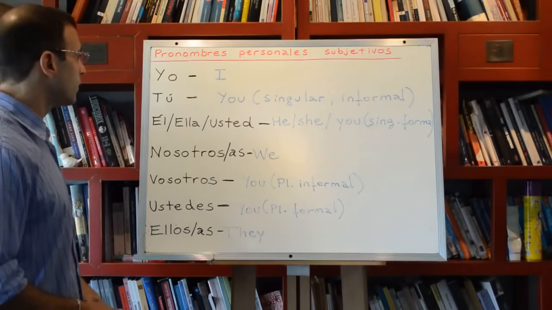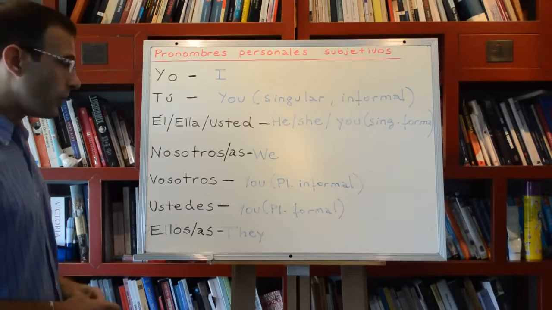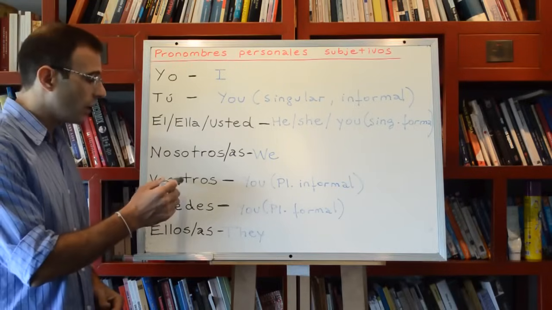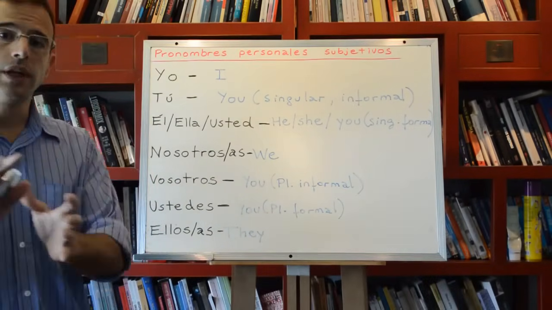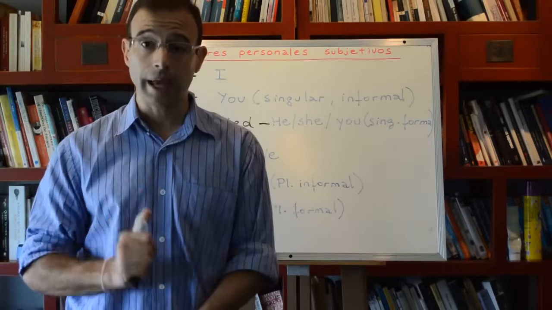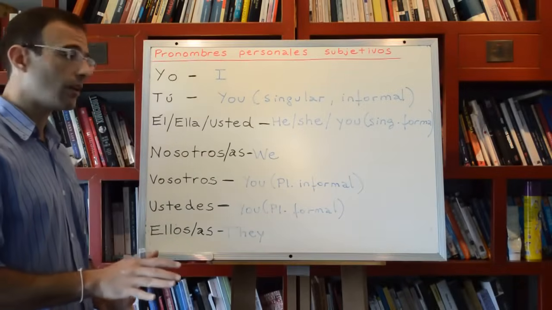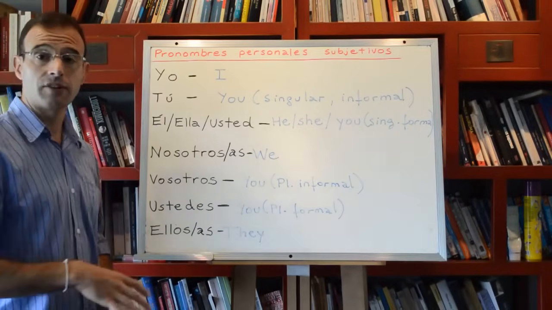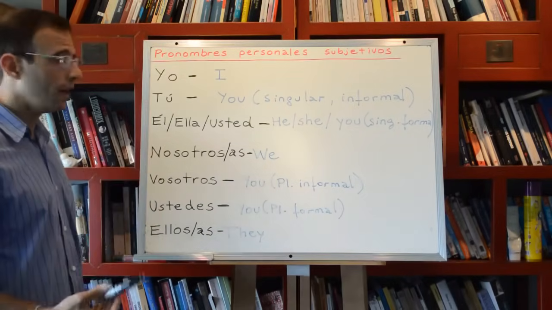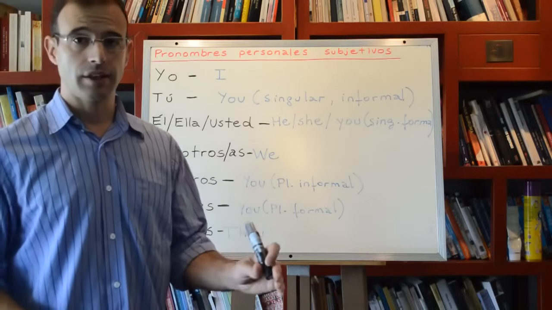Good. Once we read them all, I want to explain to you that some of them are used only in Latin America, some others only in Spain. So please stay with me until I explain that to you. Good. Yo for I, tú for you, singular and informal.